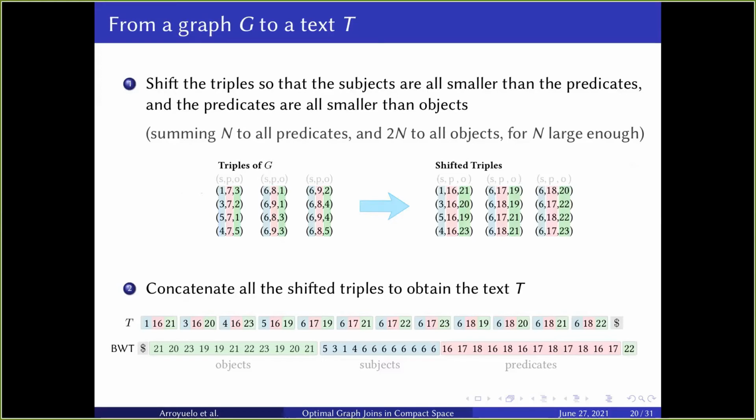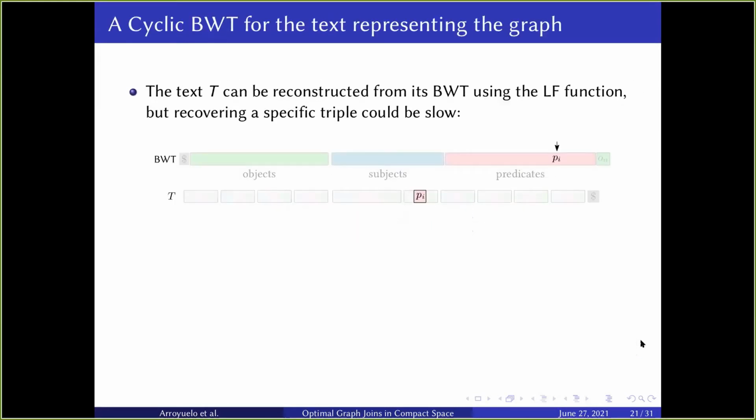And the importance of the shift is that if you now look at the BWT of the text, you notice that it is almost perfectly split into 3 sections, with all the objects first, then all the subjects, and then all the predicates. And that is except for the last object at the end of the BWT. As I already mentioned, we don't need to store the text and the BWT at the same time, because using the LF function and starting from any position of the text, we can rebuild the entire text.